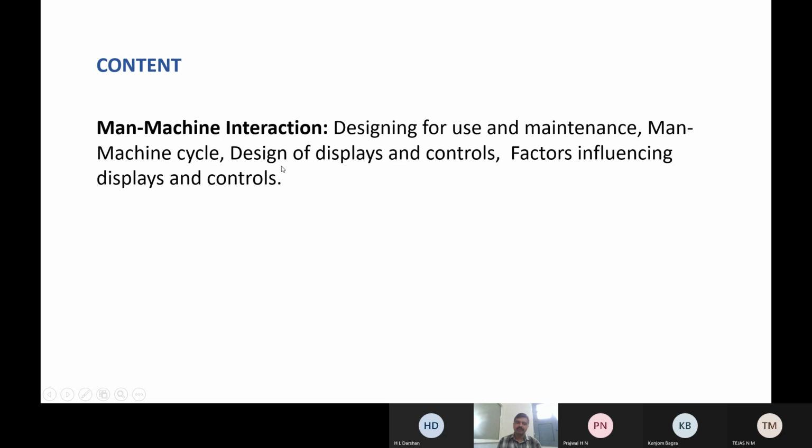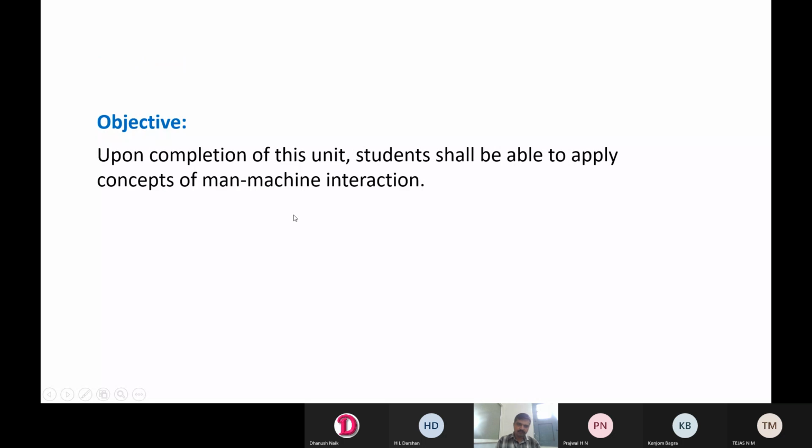There are only a few topics in Unit 8. Okay, so from an exam point of view, you can prefer this unit. In less time, you can cover all these topics. So the objective is to apply the concepts of man-machine interaction.